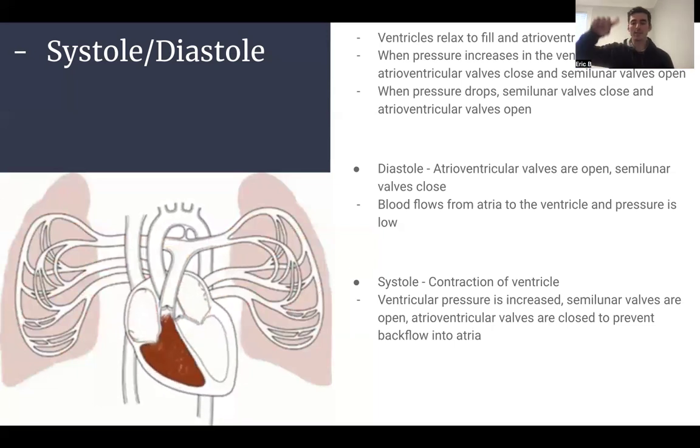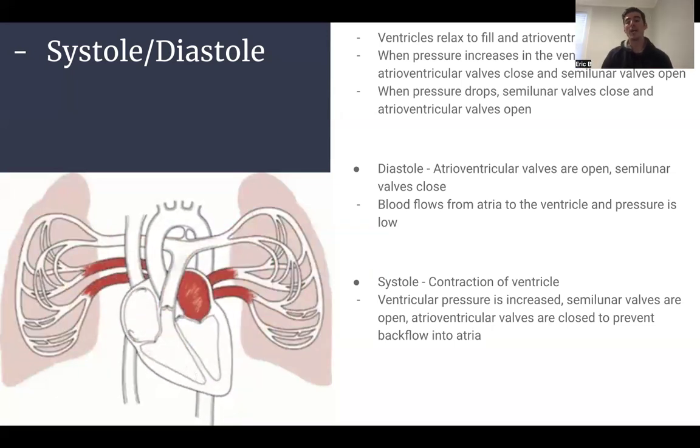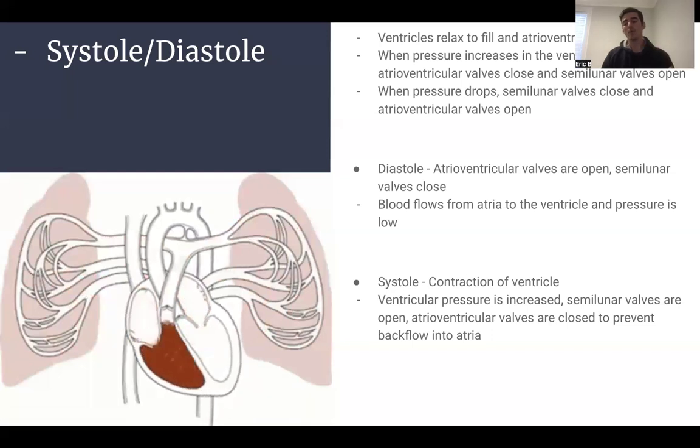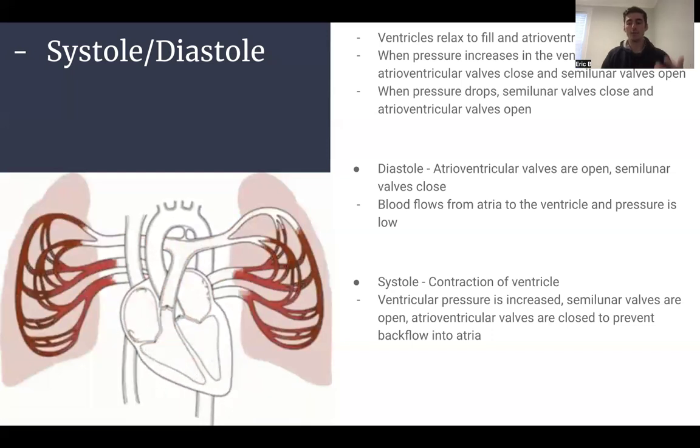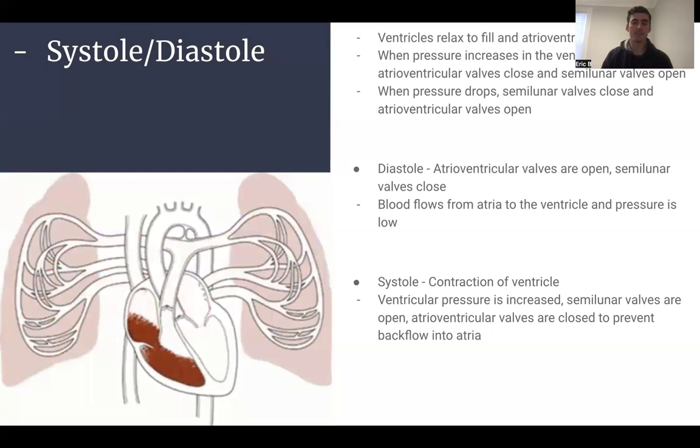So we want this constant figure eight pattern out of the heart so that we're able to pump blood efficiently, and so we're able to use it when we're performing day-to-day activities.